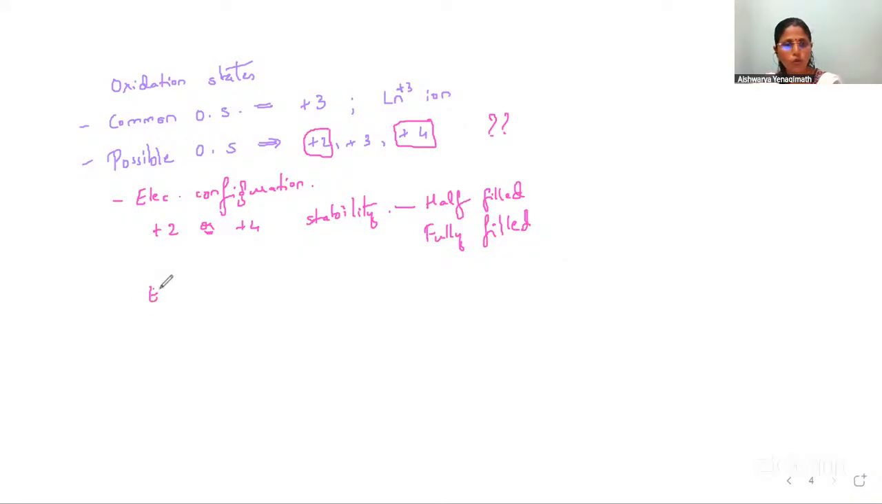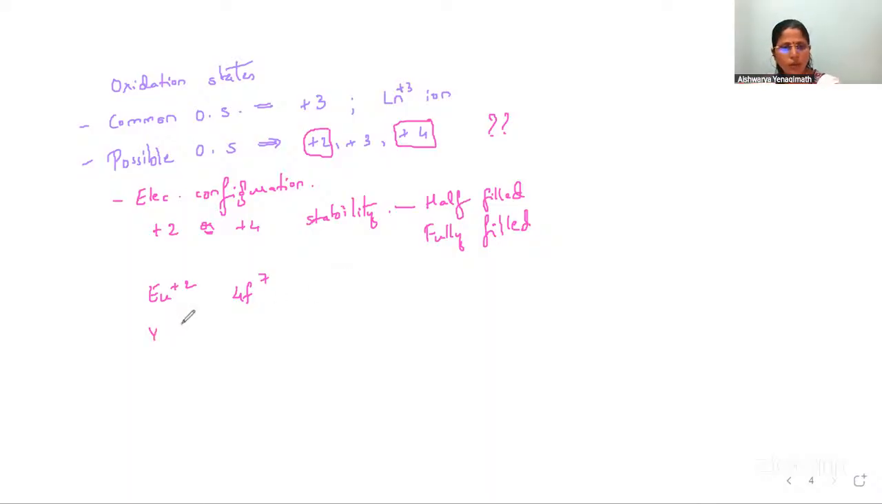You have Eu +2, europium +2. This is stable because if you look at the configuration of Eu +2, it is 4f7. See here, there are 7 degenerate 4f orbitals, and all are half filled. Singly filled, 7 electrons are present. So with a half-filled configuration, it becomes extra stable.